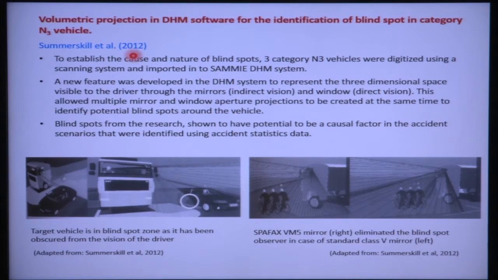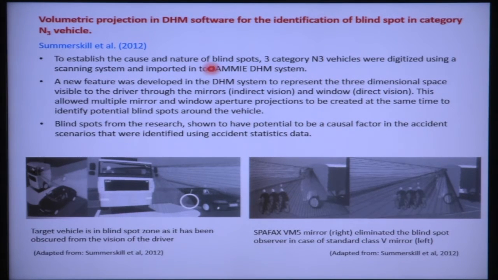Summerskill et al. 2012, in their research paper, demonstrated how digital human modeling can be used for volumetric projection in digital human modeling software for identification of blind spots in category N3 vehicles. So, they demonstrated volumetric projection in digital human modeling software for blind spot analysis.